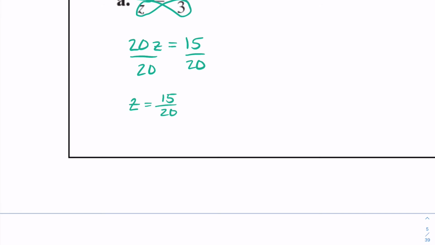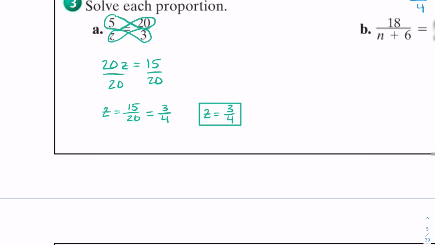Now we're going to want to simplify that. So we're going to divide both the numerator and denominator by 5. So we're going to say 3/4. So z is equal to 3/4. We always want to write a ratio in the simplest form possible, which is the most reduced.